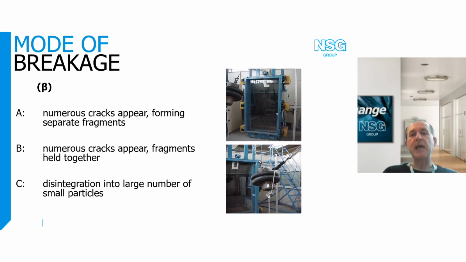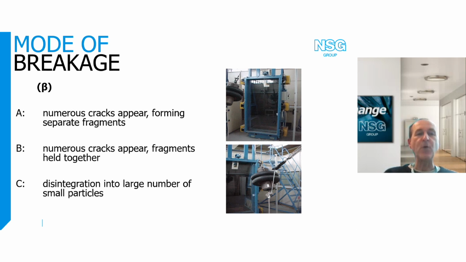Not that a manufacturer would necessarily want to declare a classification for annealed glass. And if you look at the DOPs from various glass manufacturers, for annealed glass, they tend to declare NPD, or no performance determined. Type B is where numerous cracks appear, but the fragments are held together and do not separate. So an example of this type of mode of breakage would be laminated safety glass.